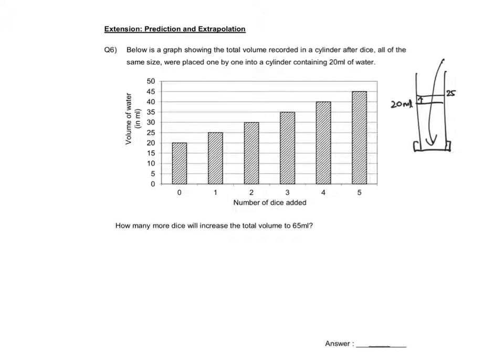So first of all, 65 minus 45 gives you 20. Each dice is actually 5 ml. So 20 divided by 5 gives you 4. So you have 4 more dice. By the way, for the singular form, I think it should be die, not dice.